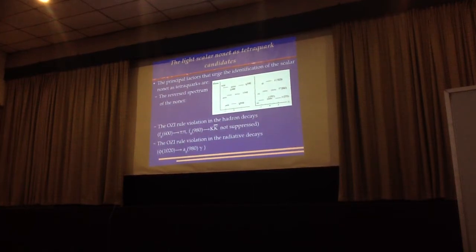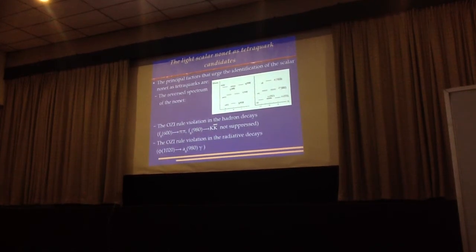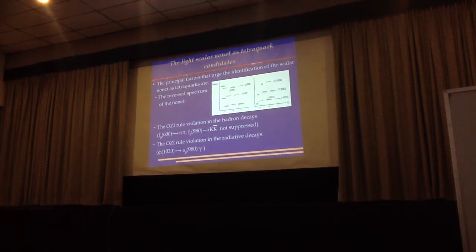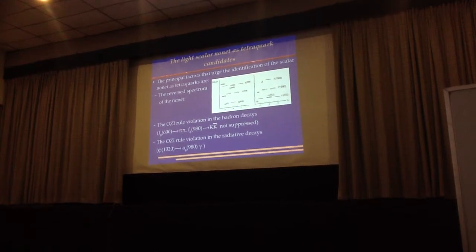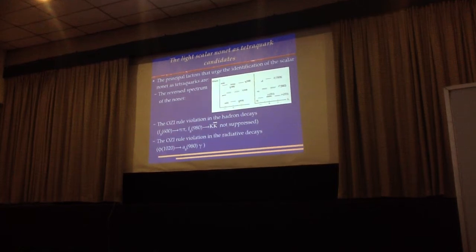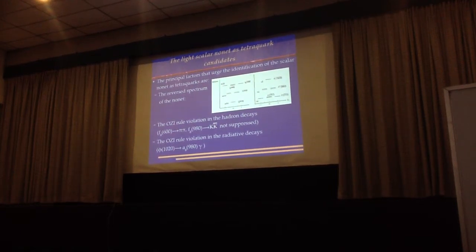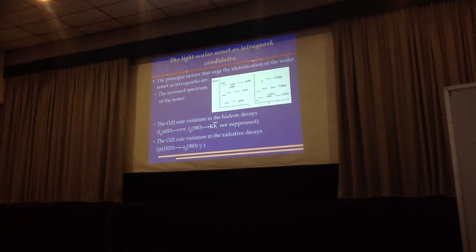In the case of our scalar nonet, the pattern is completely reversed, because we see that the isoscalar is the lightest. Then we have the strange meson, and then we have the isotriplet, which is the heaviest meson. So this is only compatible with tetraquark content.